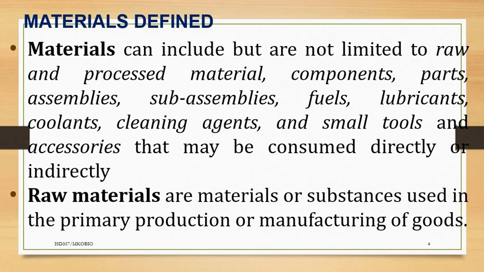So we are having raw materials. Raw materials are substances that are used in the primary production or manufacturing of what? Goods. Are we good? Great. Hope you're getting the point. So those raw materials that are used in the primary production, the needed material that is used to manufacture goods, we call them what? Raw materials. Are we good?